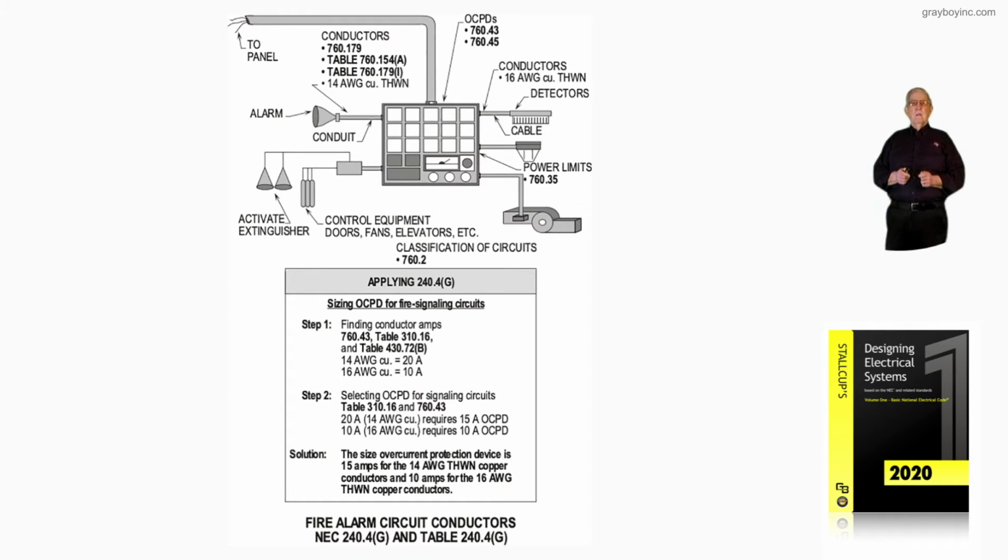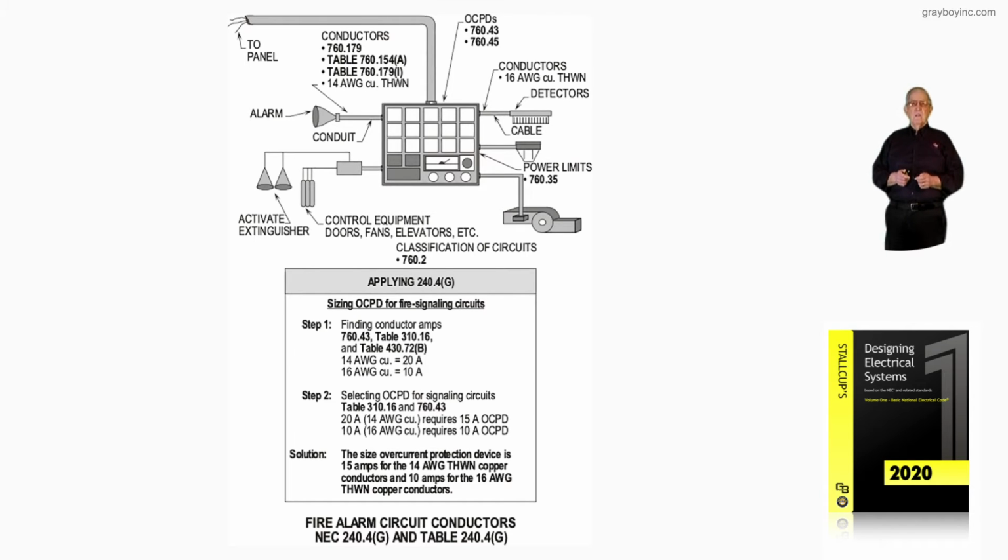Now, with this information, let's go ahead and review step one, sizing the overcurrent device for the fire alarm circuits. Now notice first we would review 760.43. Table 310.16 would list the ampacity for number 14 and number 16. But notice we are using 760.43, and a number 14 conductor could be protected at 20 amps, a number 16 at 10 amps.